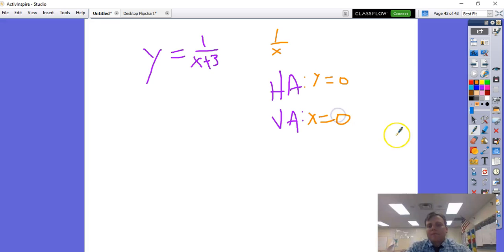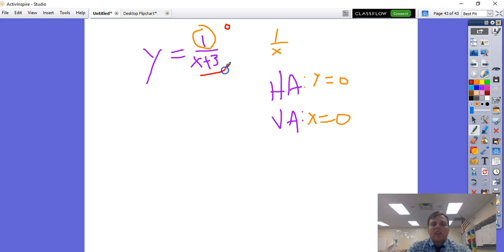Okay? So, let's remember how horizontal asymptotes are found. Horizontal asymptotes are found by looking at the degree of the numerator versus the degree of the denominator. Okay? The degree of the numerator for our new equation, well, there's still just a 1 up here. So there's no x, so the degree is 0. Okay, so the degree of the numerator is 0. I'm going to put that in red right here.